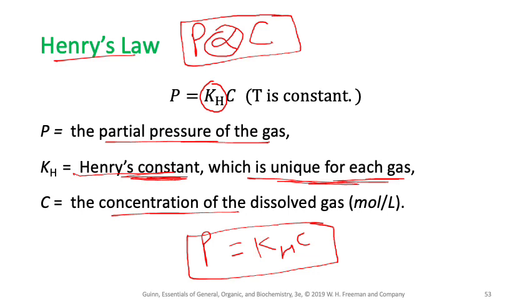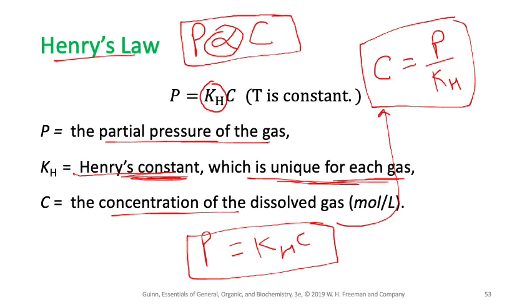Or you can use this equation and write it like this: the concentration of a gas dissolved in the liquid is equal to pressure over the Henry constant. I can write it this way too. So for each individual gas, we have a different Henry constant. Each gas has its own Henry constant.